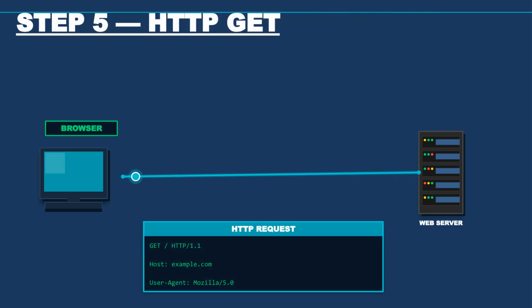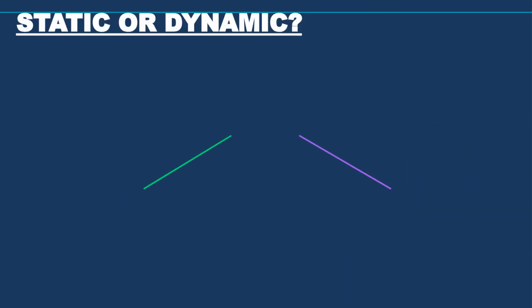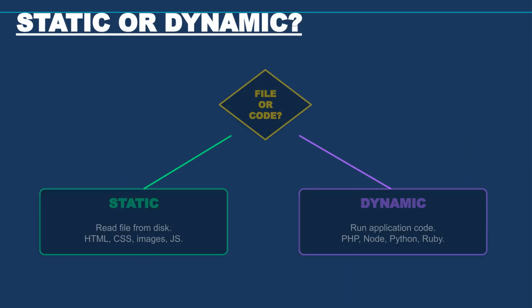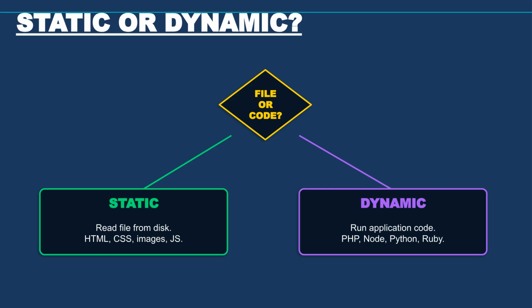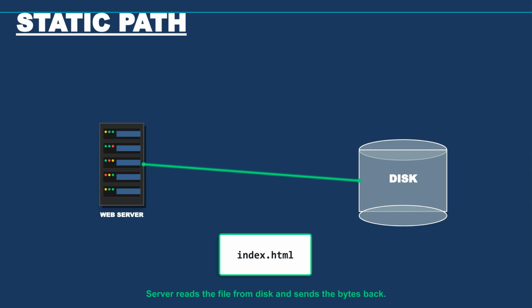Step 5. The browser sends an HTTP GET request to the server, asking for the resource. Step 6. The server is listening on port 443, accepts the connection, and reads the request. Once the server receives the request, it needs to determine if the request is for a static file or dynamic application code. If it's a static request, like for an index.html file, the server reads the file from disk and sends the raw bytes back to the browser.